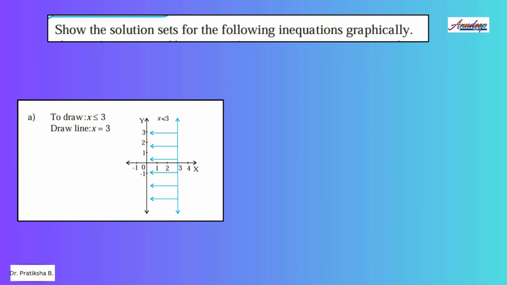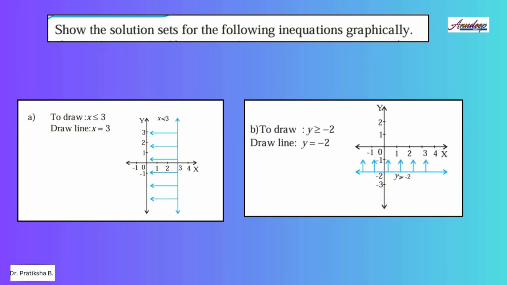Similarly, for the second constraint y greater than or equal to minus 2, again the first step will be to convert the inequation into an equation, y equal to minus 2. Now this line will be parallel to the x-axis passing through y equal to minus 2. The region is defined by the inequation y greater than or equal to minus 2. As the sign is greater, it is above the line that we are going to consider. So it is above the line y is equal to minus 2, and that is what defines the feasible region.